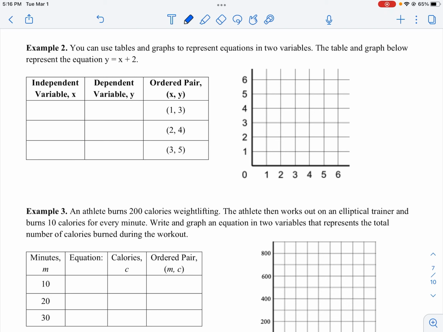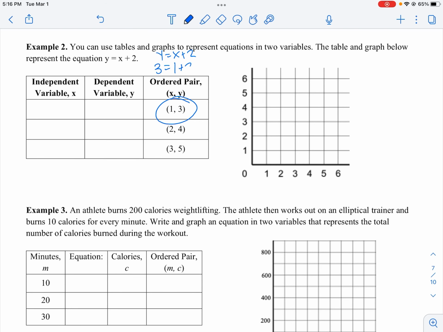Okay. So in our equation, y equals x plus 2, if we plug in our x of this first one, so 1, 3, and our 3 into our y, we would have 3 equals 1 plus 2, which is correct. Okay, so these are all going to be ordered pairs that work with our equation. Okay, so in our table, we're going to list our x's and our y's. So our x in 1, 3 is 1, and our y is 3.